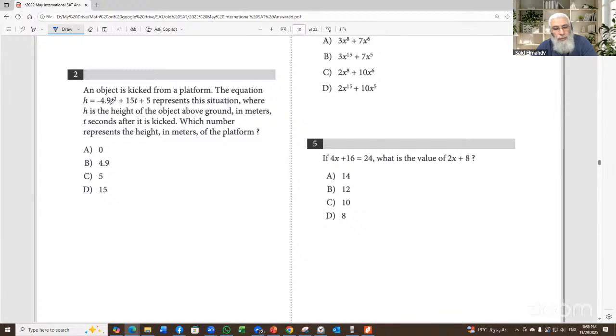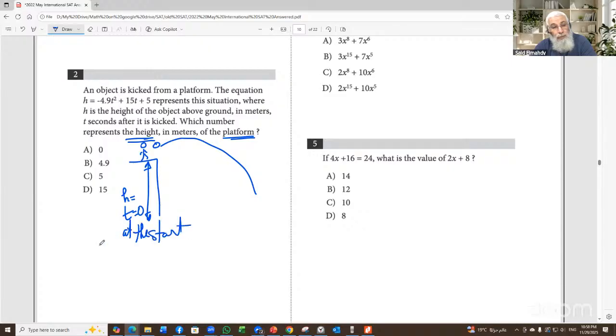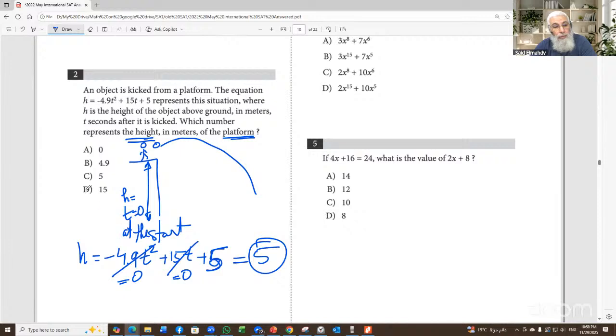Number 2. An object is kicked from a platform. The equation h equals -4.9t squared plus 15t plus 5 represents this situation, where h is the height of the object above ground in meters, t seconds after it is kicked. Which number represents the height in meters of the platform? So this is the platform, and we are kicking an object like this. The height of the platform is when t is equal to 0, at the start. So in this equation, we substitute t equal to 0, so these terms will be 0. So the height is just 5. So the solution is 5.